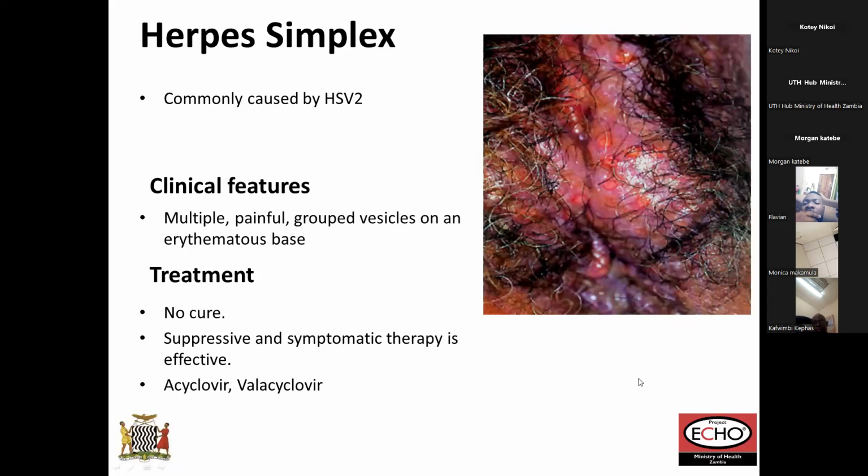So herpes simplex, or genital herpes, is caused by herpes simplex virus type 2. Type 1 can also cause genital herpes, but it usually causes the common cold sores. So there are these sores that occur, herpes labialis, which may be associated with a headache. But in terms of an STI causing an ulcer, it's usually herpes simplex virus type 2. It will present as multiple painful grouped vesicles on an erythematous base.